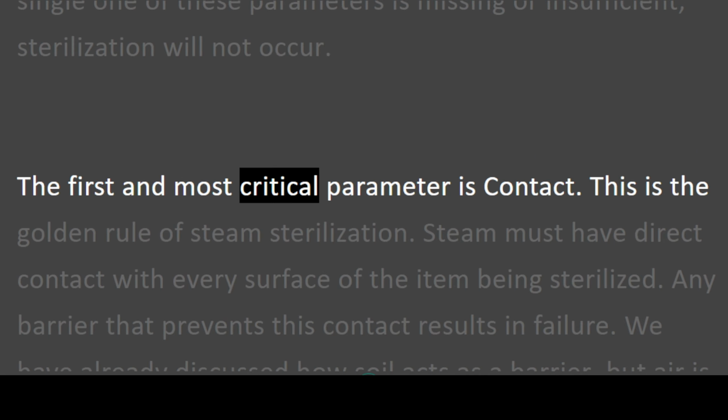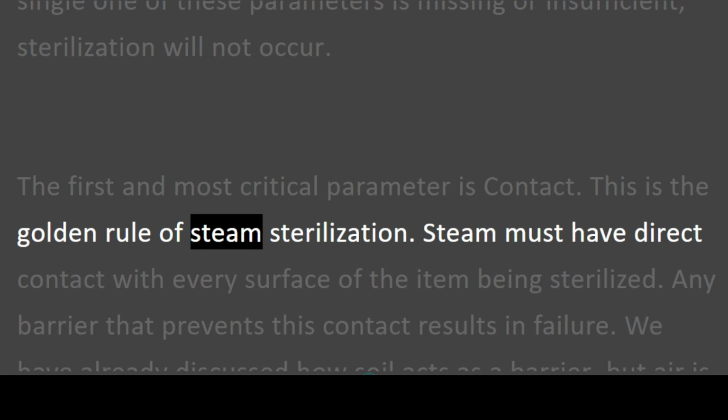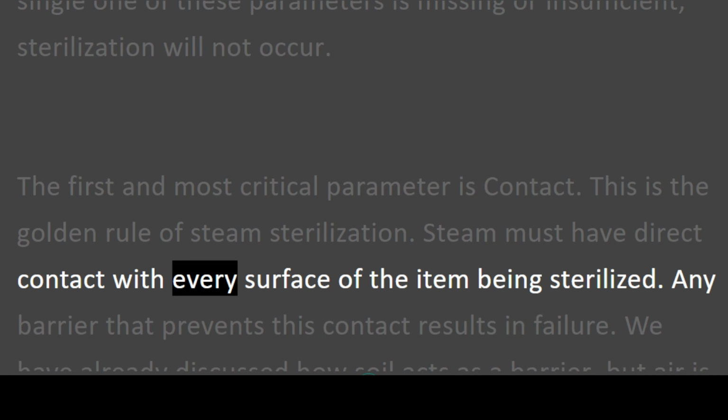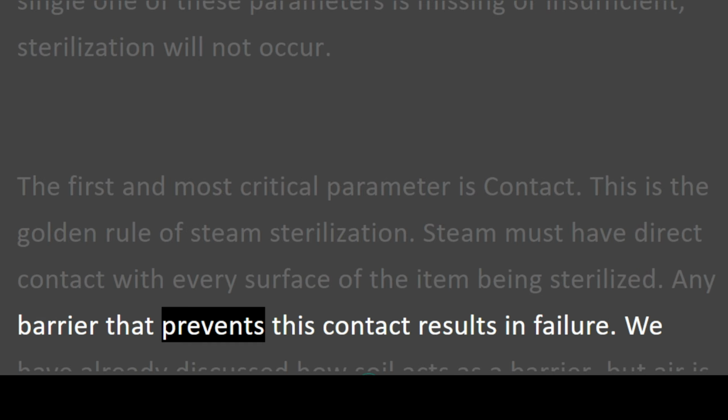The first and most critical parameter is contact. This is the golden rule of steam sterilization. Steam must have direct contact with every surface of the item being sterilized. Any barrier that prevents this contact results in failure.